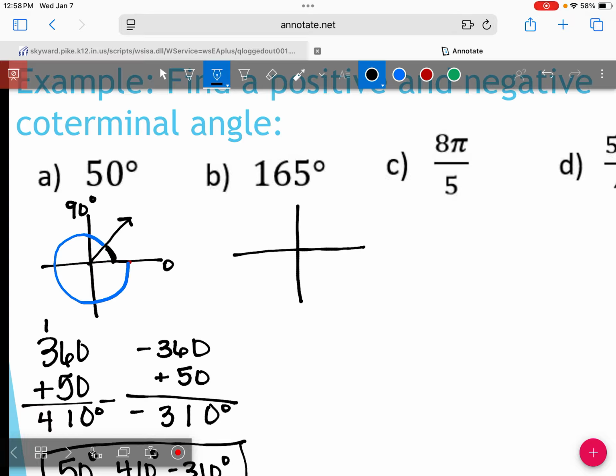I just want everybody to think about what quadrant 165 degrees is in. Not 3. This is 0. What's up here? 90. What's here? 180. And do we agree that 165 is in between 90 and 180?